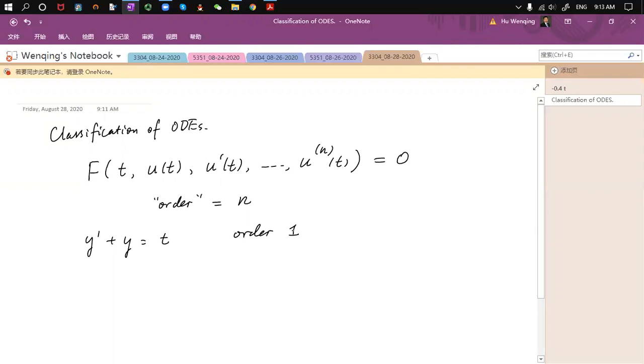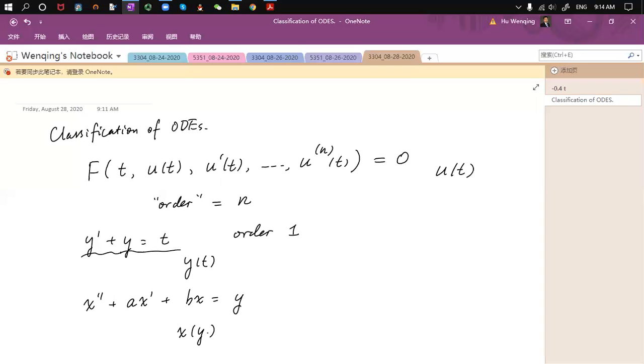But when you determine the order, it is very important to understand that we have to specify which one is the function and which one is the variable. Here, u is the function and t is the variable, so you're looking for u as a function of t. But in general, it might not be the case. For example, y equal to y of t. But it might also be something like x double prime plus a x prime plus b x is equal to y. If it is like this, then you must realize that you're looking for x as a function of y, so x is now the function and y is the variable. What's the order of this equation? The order is 2. It's just the highest number of derivatives that might occur in the differential equation.